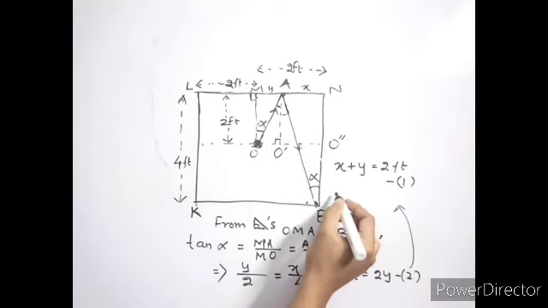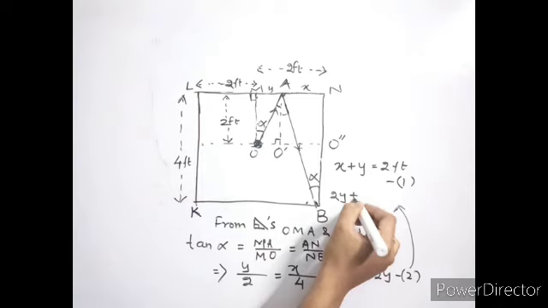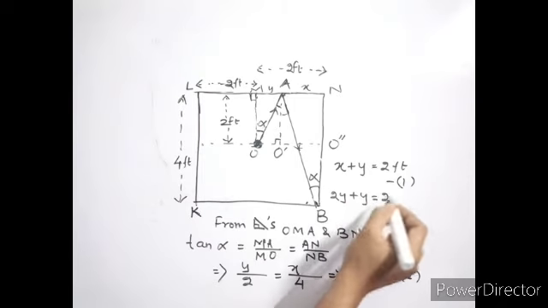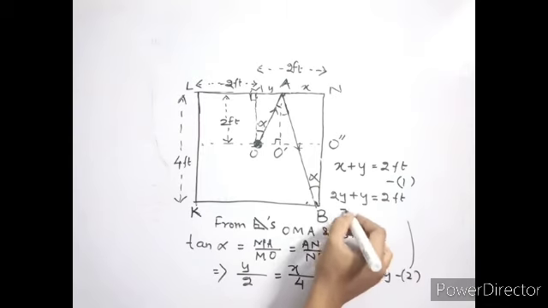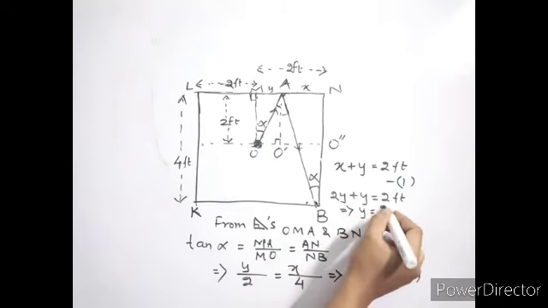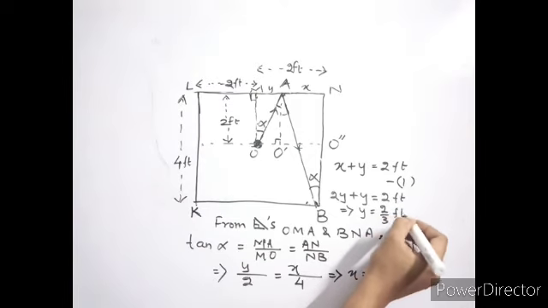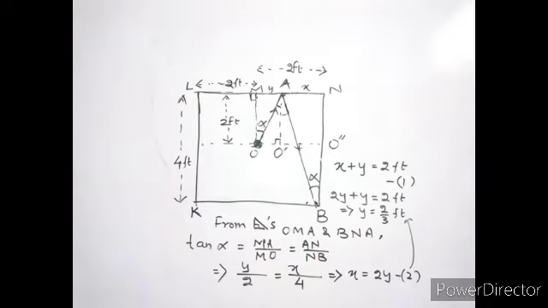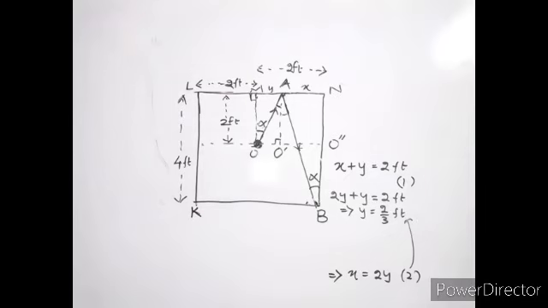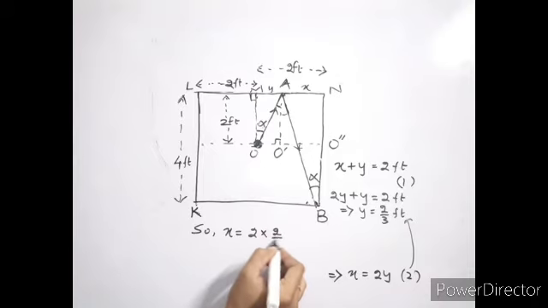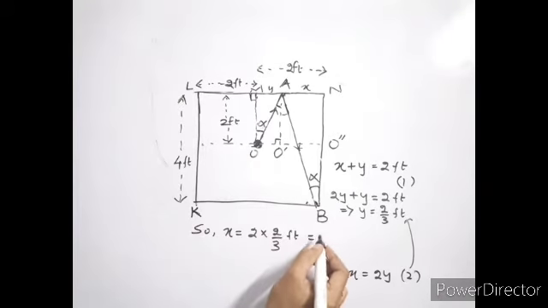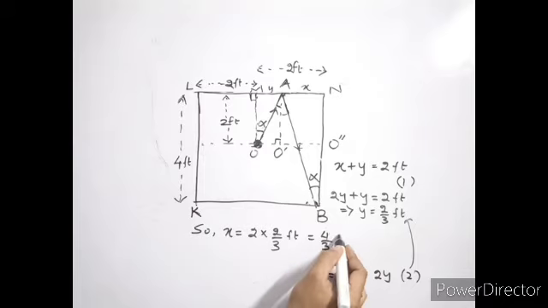Now we use that second equation in the first, so we have 2y instead of x, plus y is equal to 2 feet. From that we can find the value of y: 3y is equal to 2 feet, so y is equal to 2 by 3 feet. Now remember, we had obtained in equation 2 that x is equal to 2y. So x is equal to 2 times 2 by 3 feet, that is 4 by 3 feet.